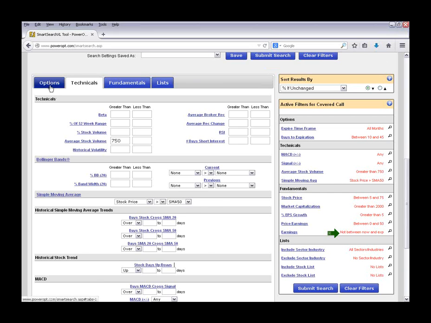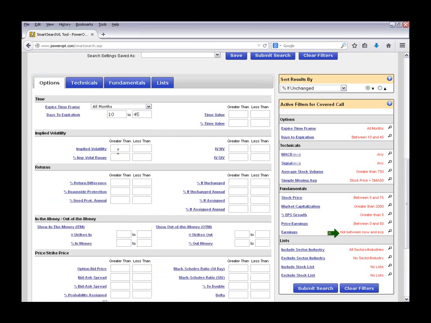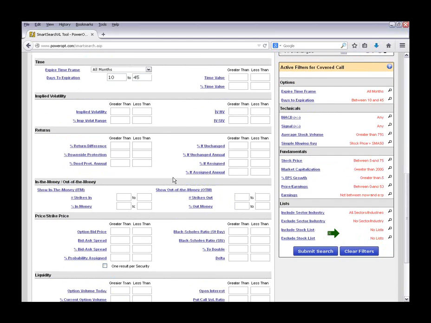Now let's move over to our options tab. We put in the basics of our expiration time frame. We're looking 10 to 45 days out in time. I'm not going to put in anything for implied volatility range, or undervalued or overvalued options. I'll address that in a moment. But if that's something that you use for screens, you could put that in as well.